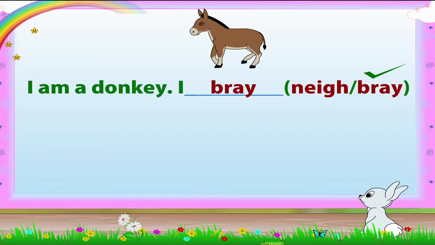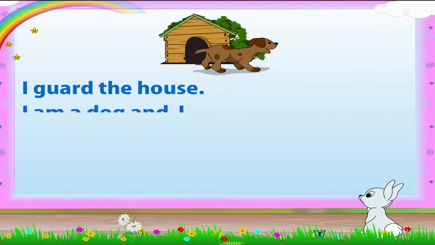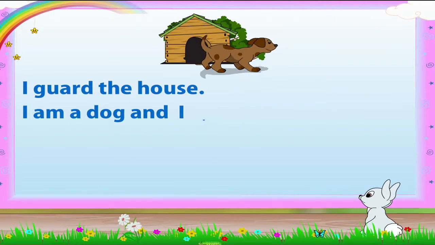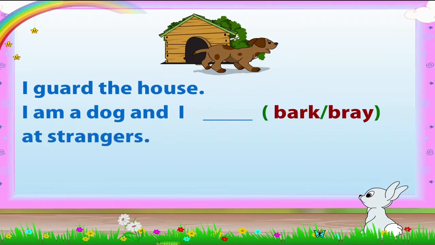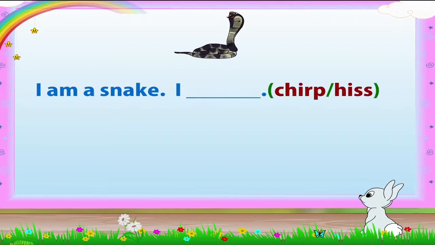I guard the house. I am a dog and I (bark, bray) at strangers. I guard the house. I am a dog and I bark at strangers. I am a snake. I (chirp, hiss). I am a snake. I hiss.